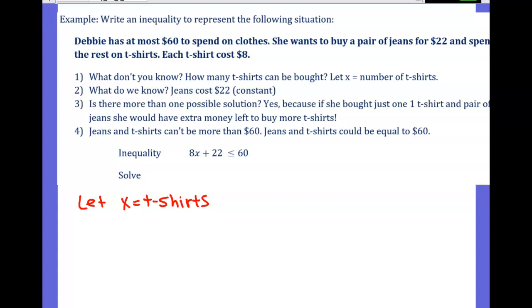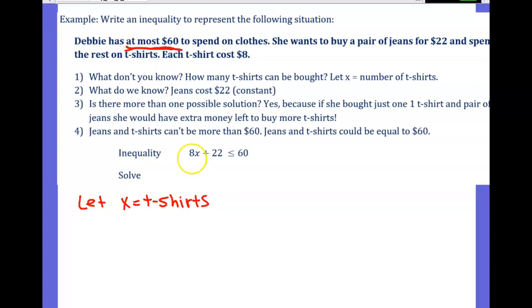So is there more than one possible solution? Yes, because if she bought just one t-shirt and pair of jeans, she would have extra money to buy more t-shirts. So we want to use up all our money and buy as many t-shirts as possible. So jeans and t-shirts can't be more than $60, but they could be equal to $60 because we want to spend at most 60. So that means we can spend 60, but we want to keep it under 60.